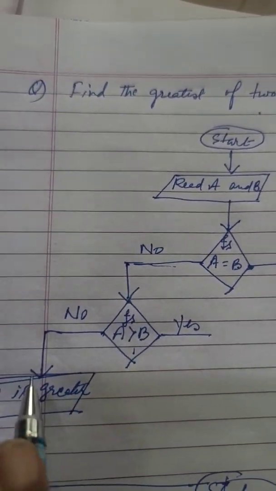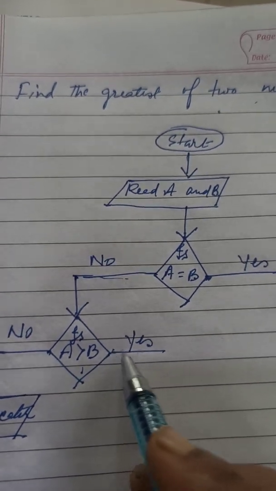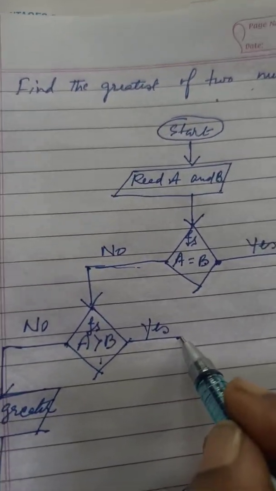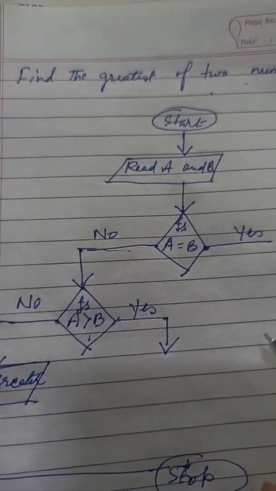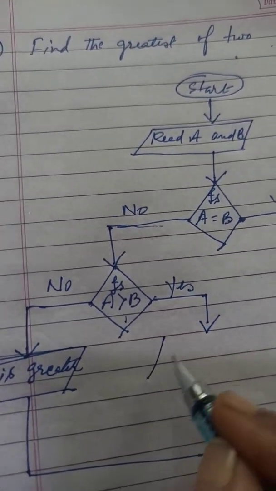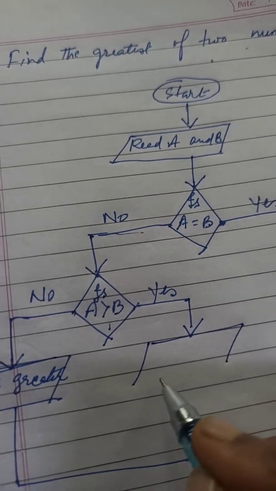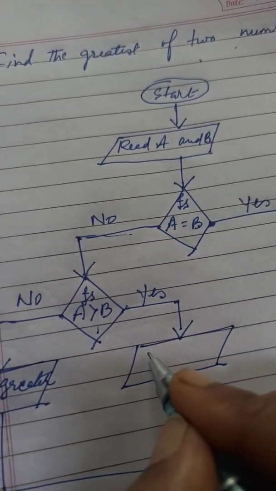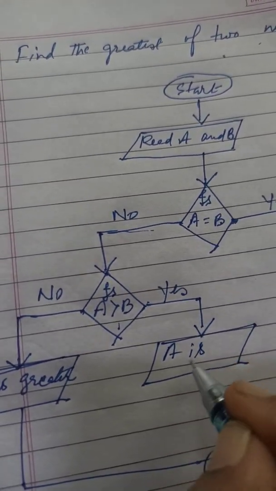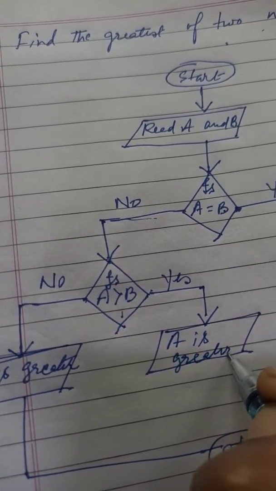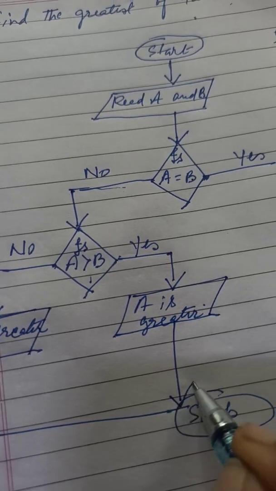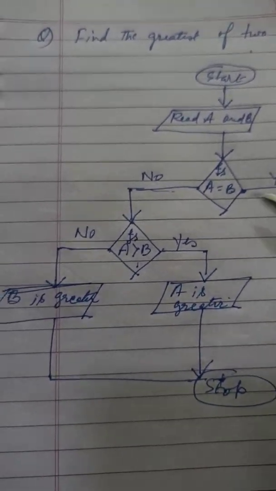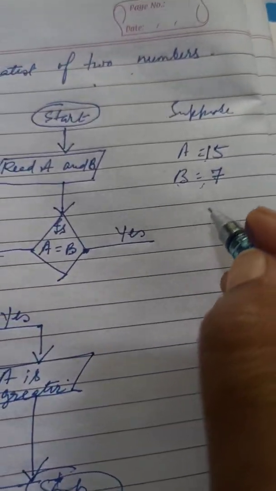Then I will ignore this no part and move on to the yes part. In the yes part, it is proved that A is greater than B because you got the answer true. Now here you will get printing in the form of an output box. The output you will get is that A is greater, and then this will come and join with the stop box, meaning your program is ready. But take one more condition.